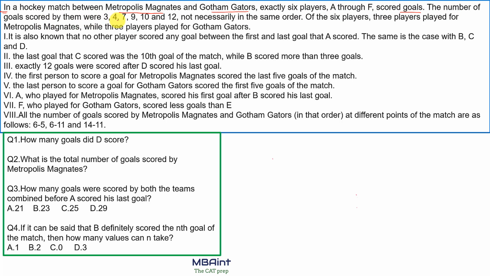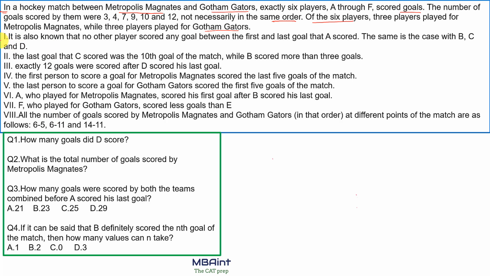The number of goals scored by them are 3, 4, 7, 9, 10, 11, 9, 10 and 12, not necessarily in the same order. Of the 6 players, 3 players played for MM while the other 3 players played for GG. Now some further points are given.